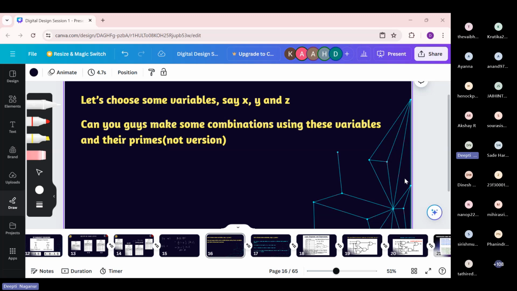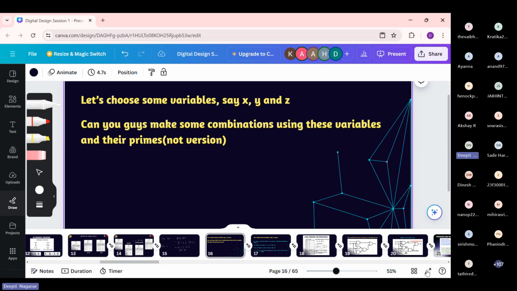xy plus y prime z. Very good, Sriram. So there are combinations that I'm getting here, right? And I can make so many combinations because I have six options, right? X plus y c prime plus y. Very good, Arjun.